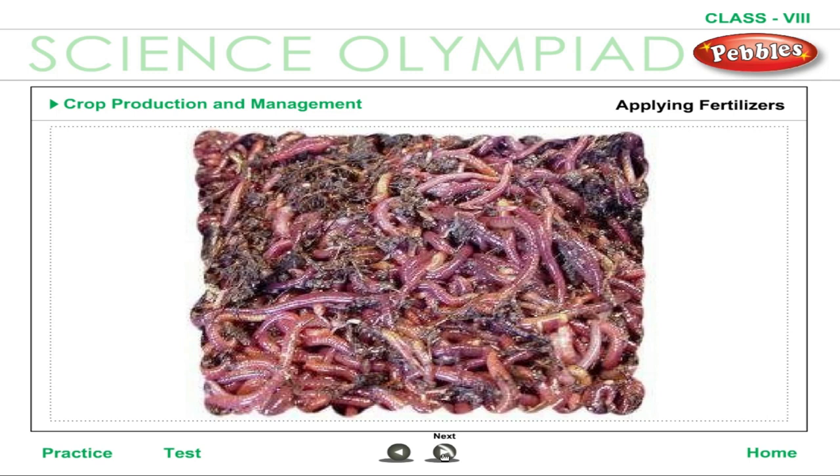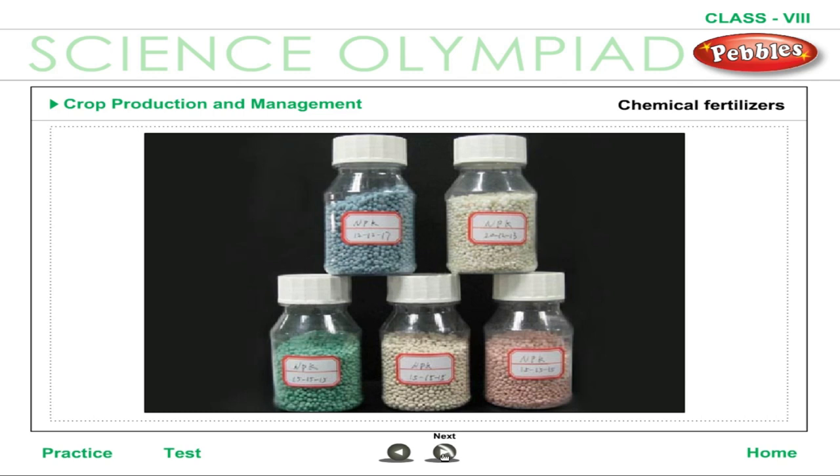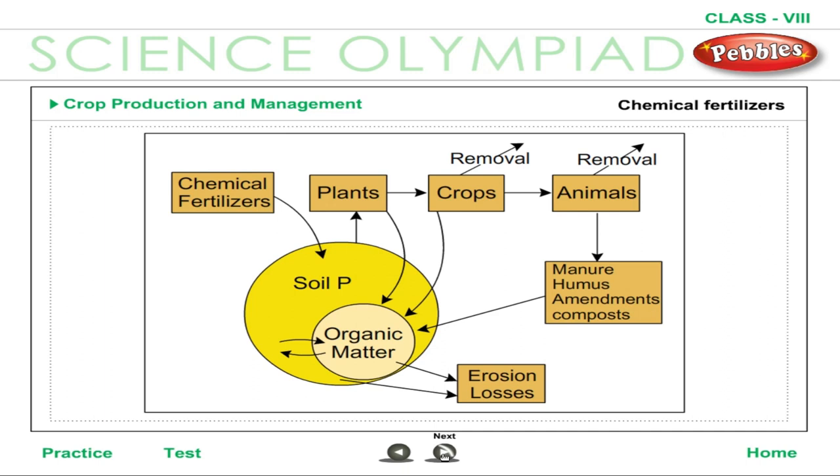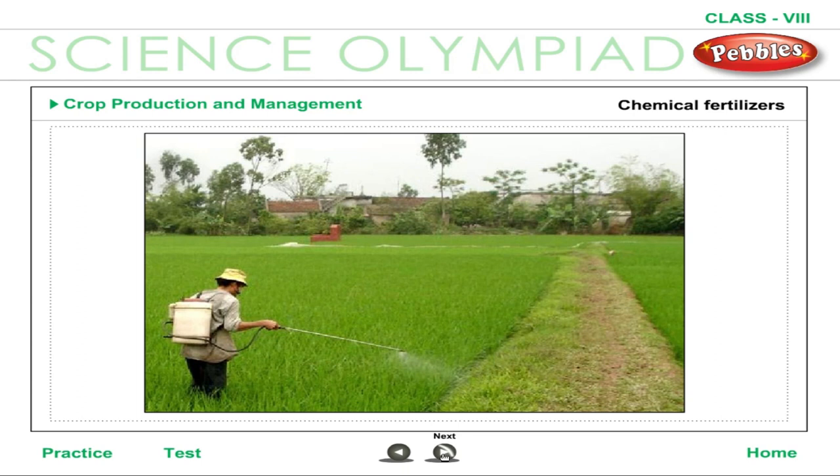Chemical fertilizers. Chemical fertilizers are manufactured in factories. The most commonly used inorganic fertilizers are the NPK fertilizers, which are rich in nitrogen (N), phosphorus (P), and potassium (K). Chemical fertilizers are popular with farmers because most of them are soluble in water and can be readily absorbed by plants. Fertilizers are usually applied either by spraying or through irrigation channels.